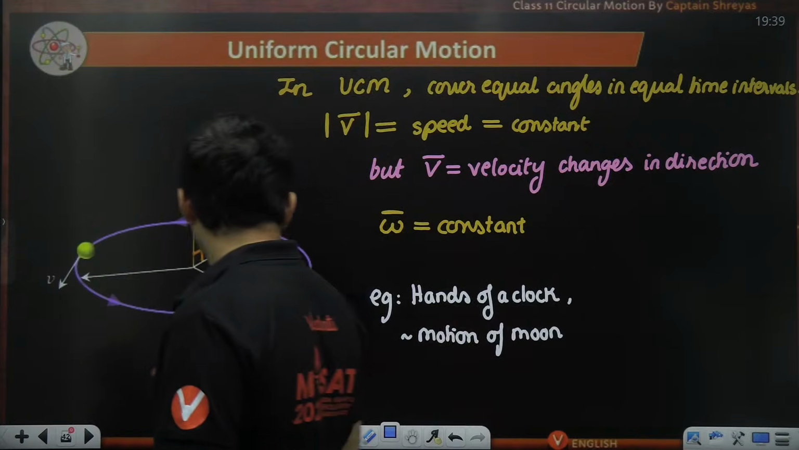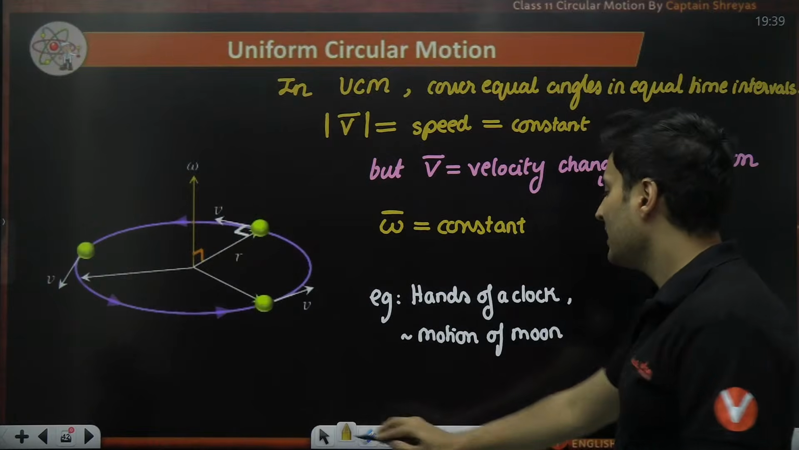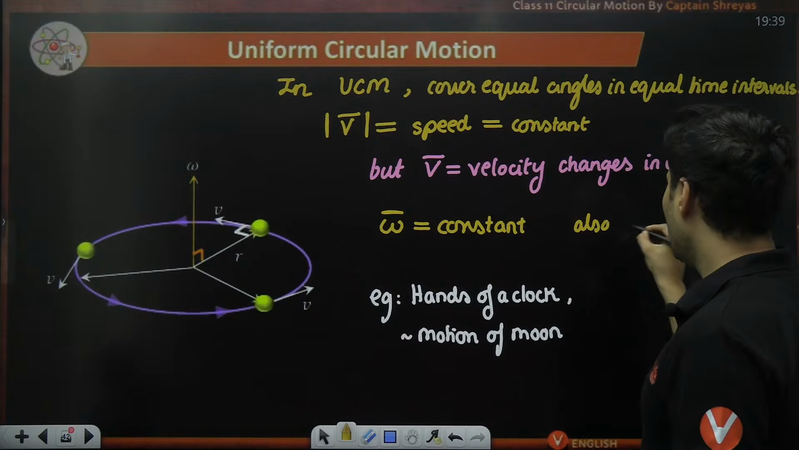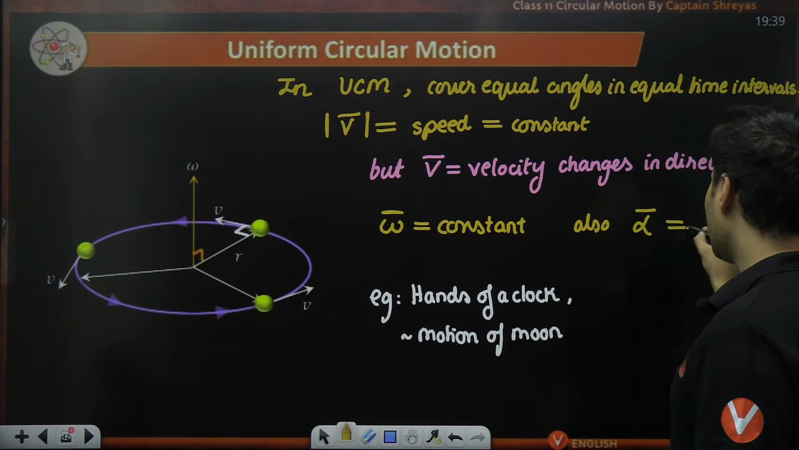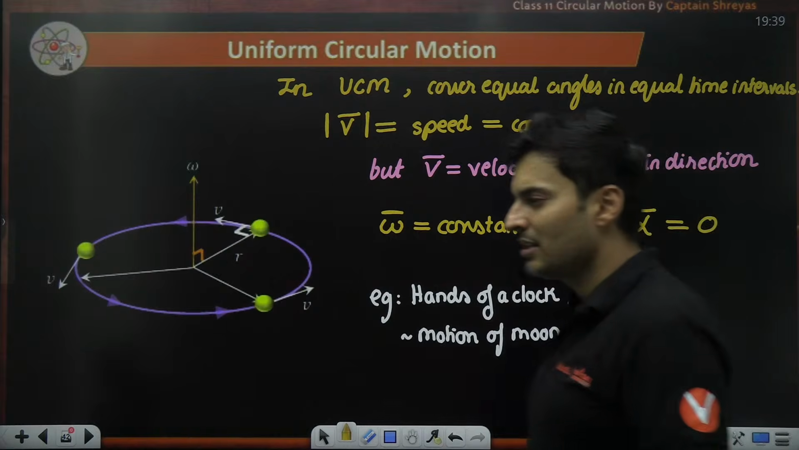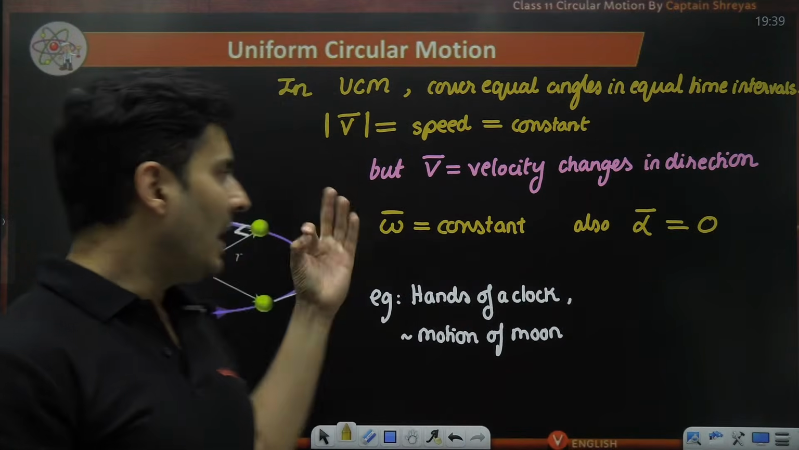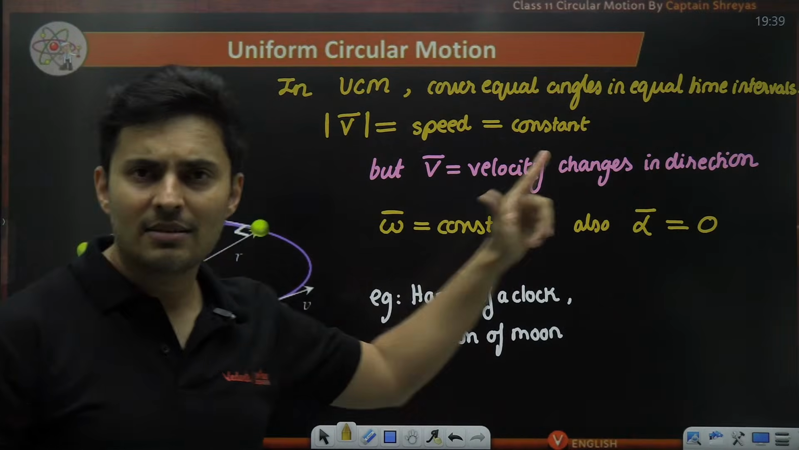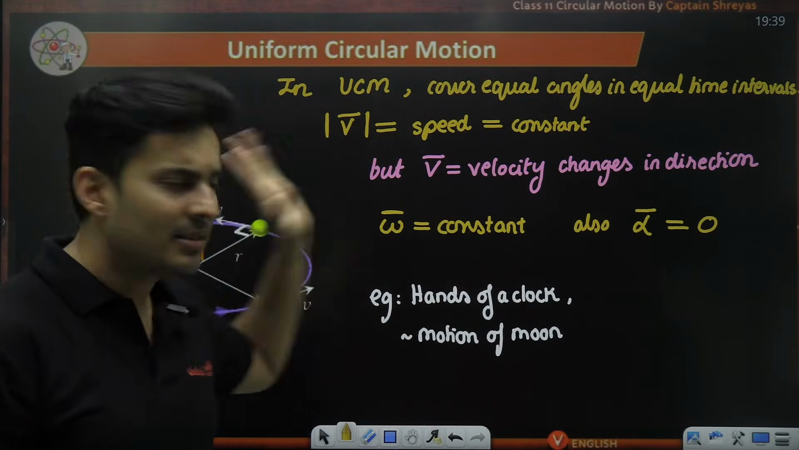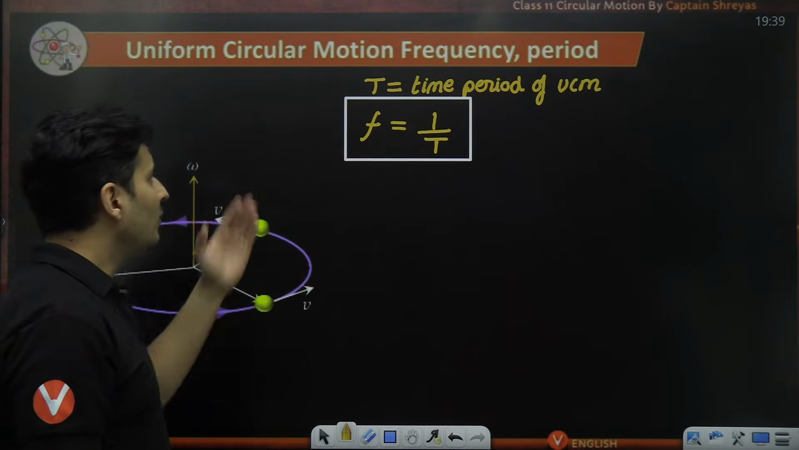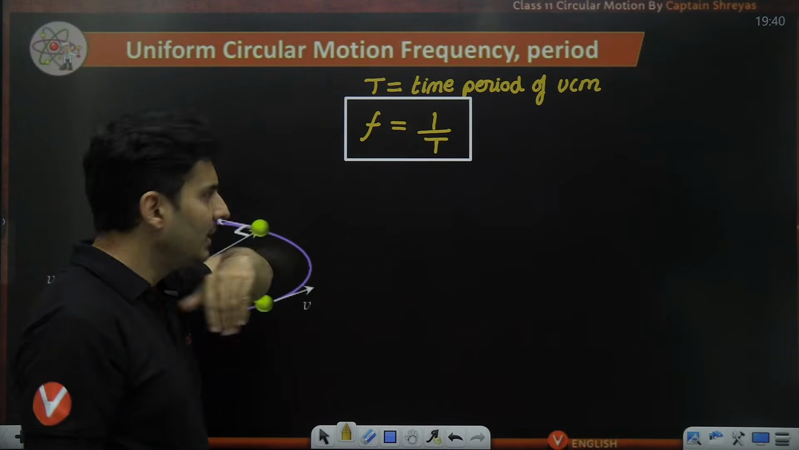Oh yes, somebody also pointed out, what about alpha, sir? Yes, because omega is constant, alpha will be 0. No angular acceleration. There is no need for any kind of acceleration. So alpha is angular acceleration, which is not there at all because omega is constant. Correct. Good, you pointed it out. So frequency is 1 by time period.